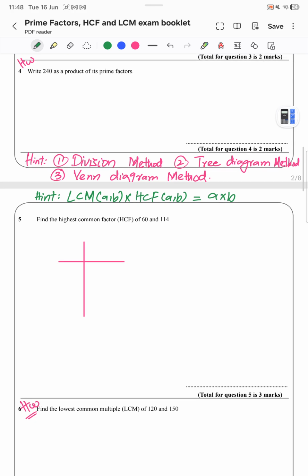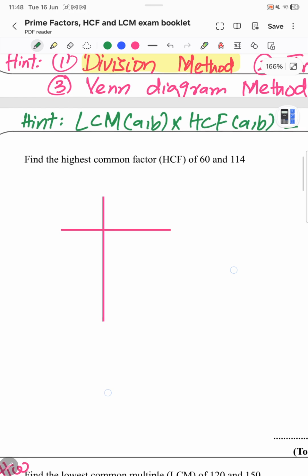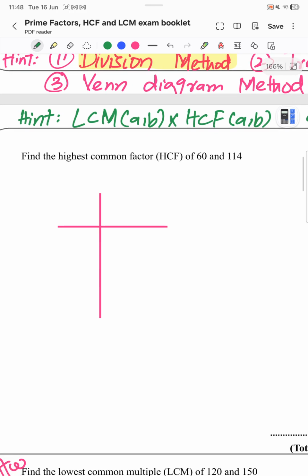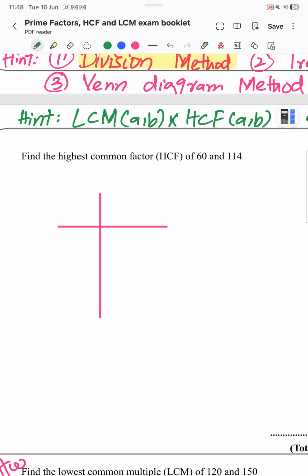The next question is how to find the HCF and the LCM. There are three methods to find the HCF and the LCM: the division method, the tree diagram method, and the Venn diagram method. In this video I will use the division method. You can see we have the two numbers 60 and 114, and we need to find the HCF of these numbers. So we should consider 60 and 114. If you divide by 2, because both are even numbers, we can divide by 2.